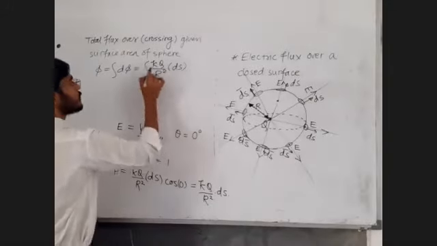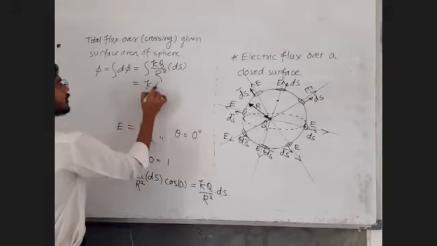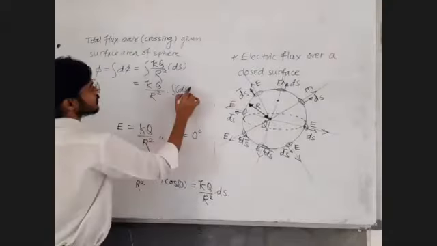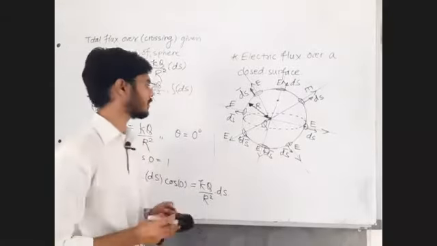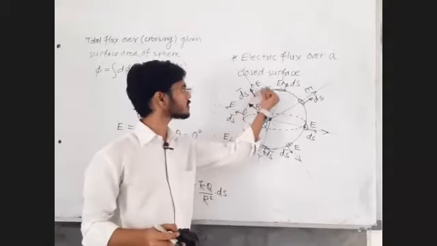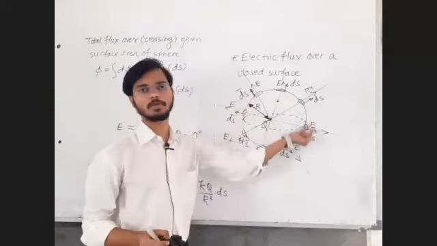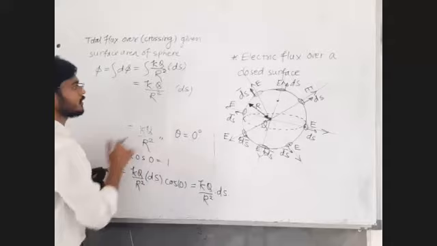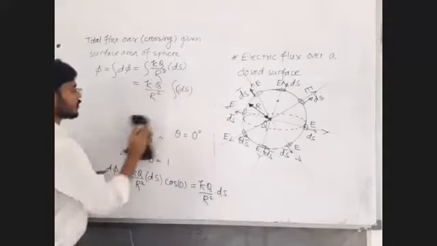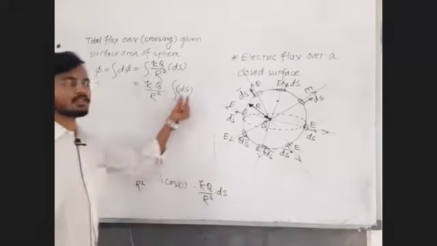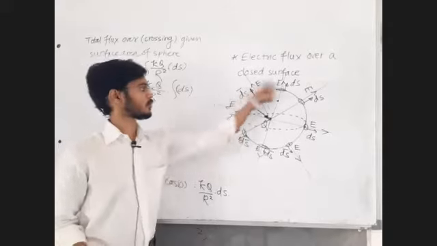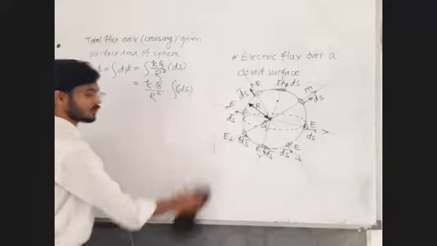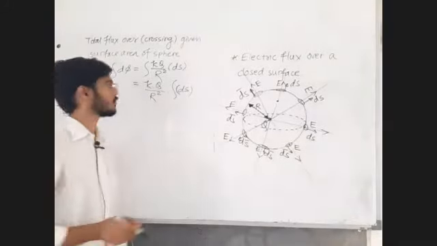Put a bracket. Constants can be taken out of the integration, k into q upon r square into integration of ds. Okay, what will be integration of ds? Addition of all these small surfaces over this surface area of the sphere. Can anyone tell me what is going to be this integration? Integration ds over entire surface area of the sphere. All these ds are located on the surface of the sphere. So that integration will be equal to, very simple, the surface area of the sphere. That is going to be the answer.